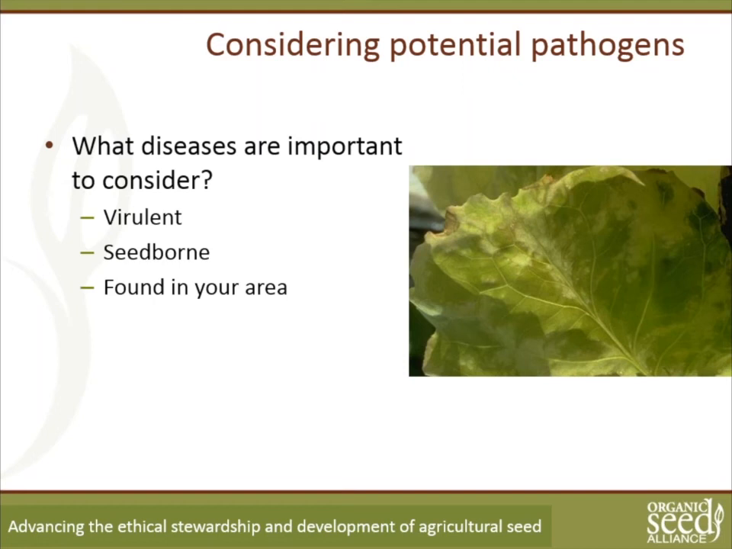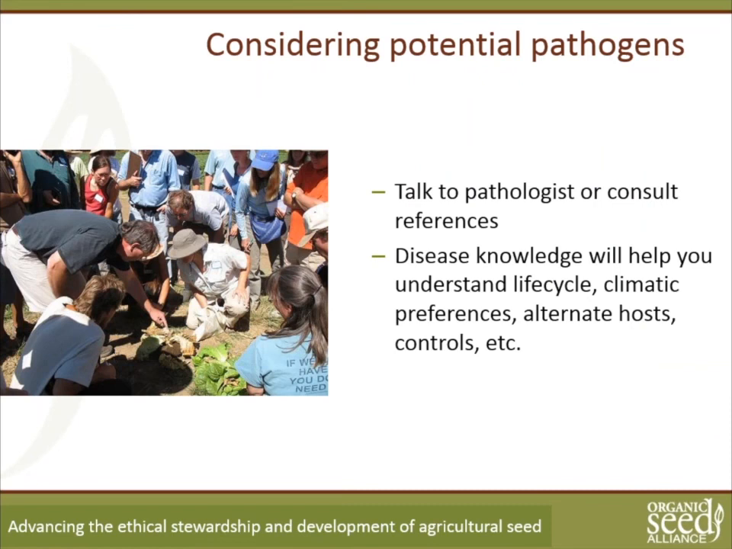Finally, as you're looking through the potential diseases that are problematic for your crop, there may be diseases that just aren't found in your region, because the climate is not conducive to them, or just because they haven't yet made it to your part of the world. So how do you find that list of potential diseases?